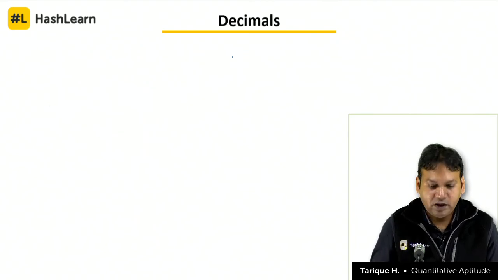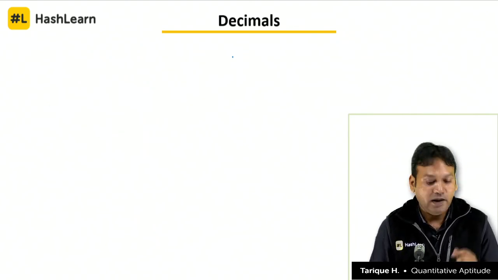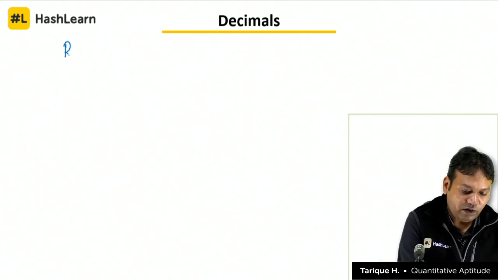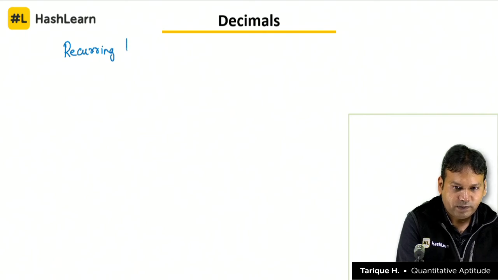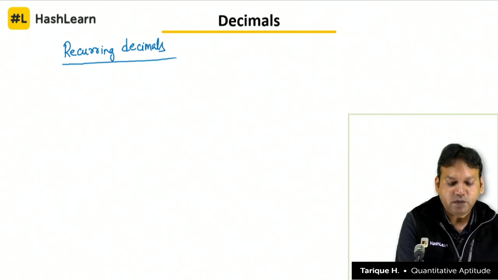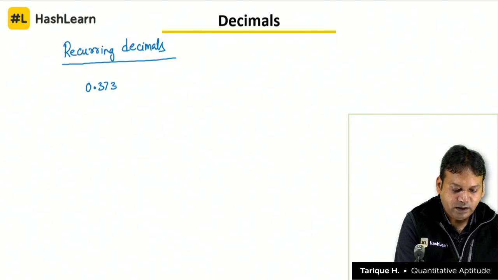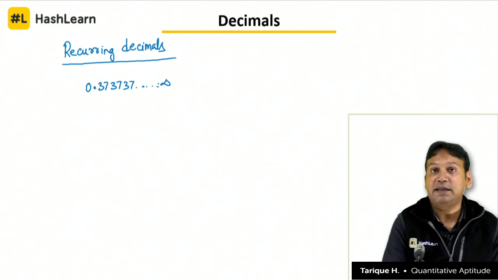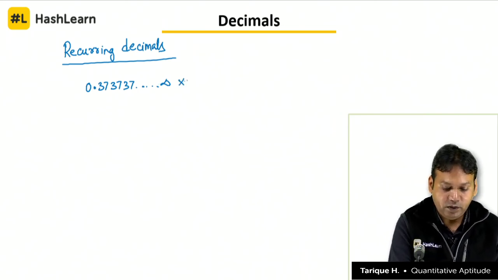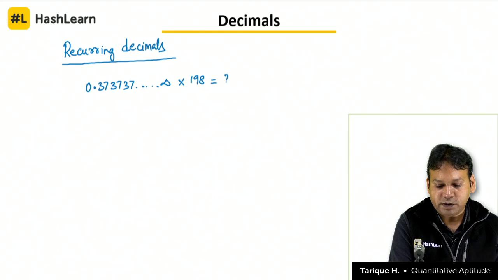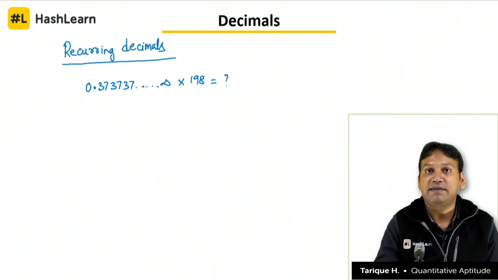Okay. Alright, now one technique for decimals that I want you to learn, that is very important and useful for recurring decimals. How do you find out or convert recurring decimals into fractions? Let us say, for example, if the question comes in the exam: 0.373737 up to infinity, that is a recurring decimal because 37 is repeating, into 198 is equal to how much?